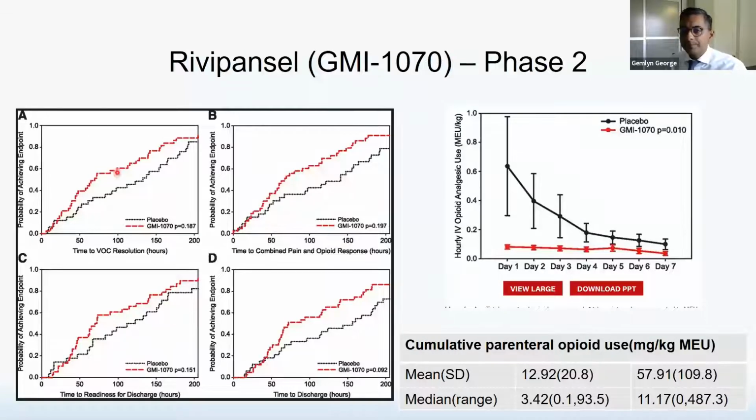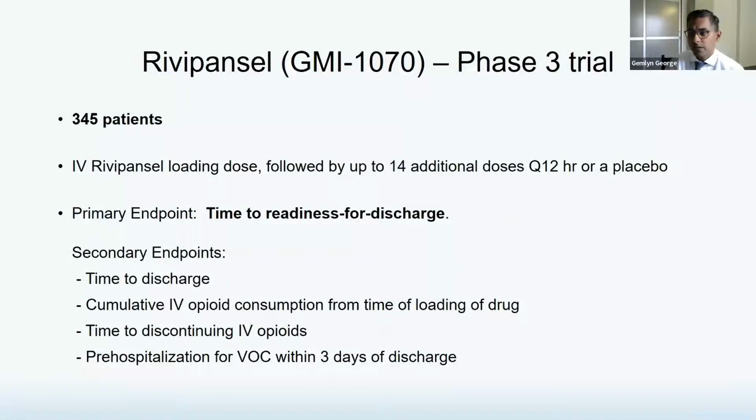In figure A, you can see time to resolution of VOC, which is substantial. I mean, these graphs do tend to separate a lot, but unfortunately, it was not statistically significant. Figure C, however, was statistically significant and shows the median time to readiness of discharge, which is 72 hours versus 137 hours. I'd also like to bring your attention to the cumulative parenteral opioid usage, which is dramatically different between the two groups. So this led to a phase 3 trial where they enrolled 345 patients.